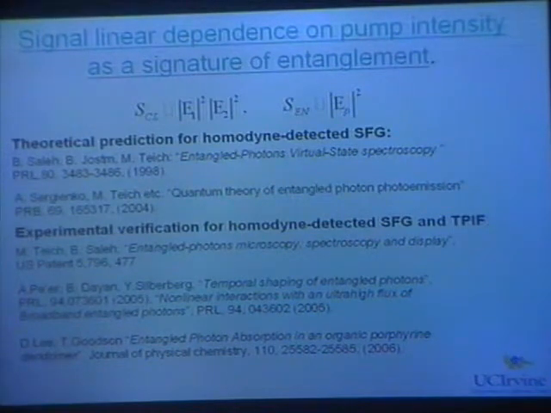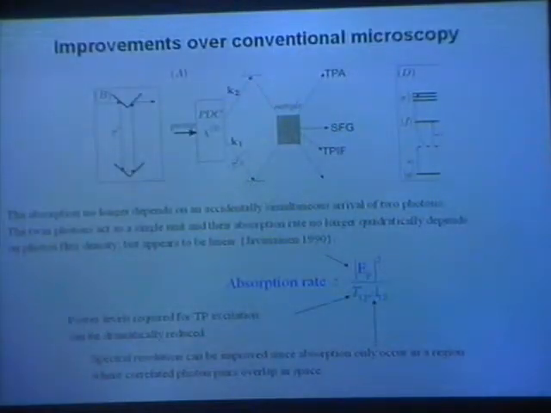So their derivation was phenomenological, and we wanted to see how you can derive this rigorously and how you can learn more about the system by this. So basically, the signal goes like, as I said, linear. It's also inversely proportional to the correlation time of the two photons, the entanglement time, and to the area. If you put them in a small area, it will be better.